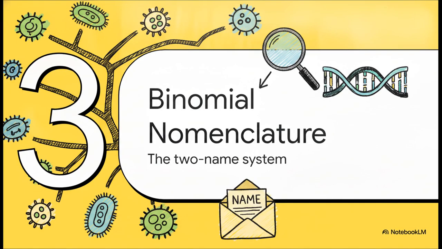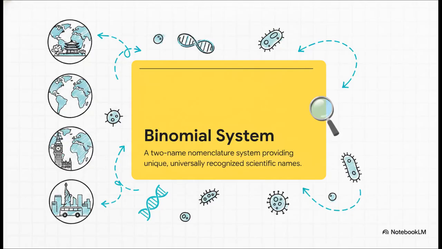All right, Section 3. Mastering binomial nomenclature, the standardized two-name system for universal recognition. Now that we know how to navigate the taxonomic map, let's zoom in on that exact individual name on the envelope, a naming convention you're going to utilize every single day in your medical charting. This two-name binomial system ensures that healthcare professionals around the entire world are speaking the exact same diagnostic language. It doesn't matter if you're treating a patient in Tokyo, London, or New York.